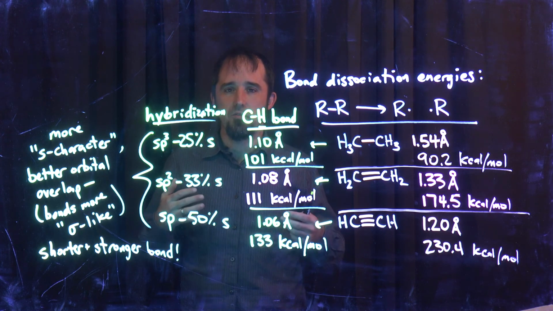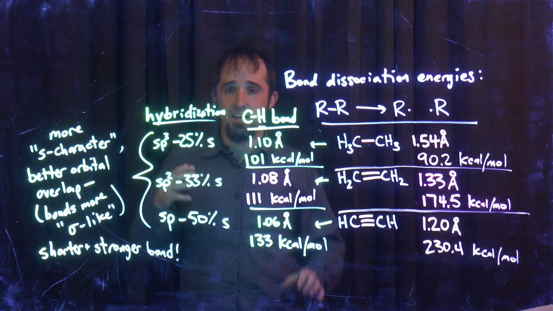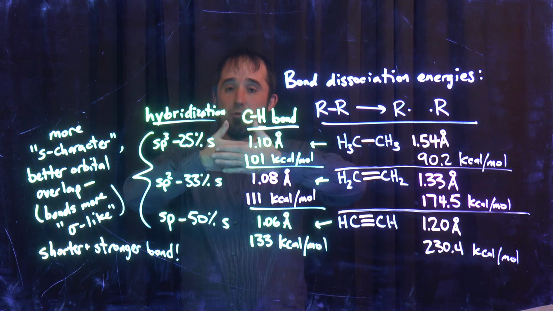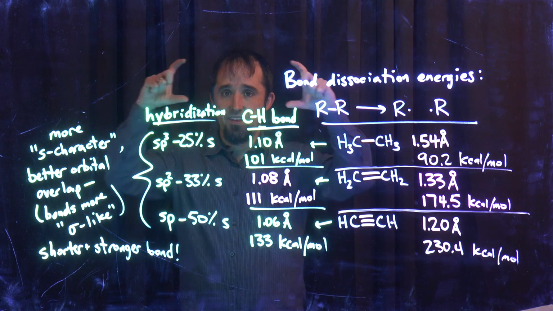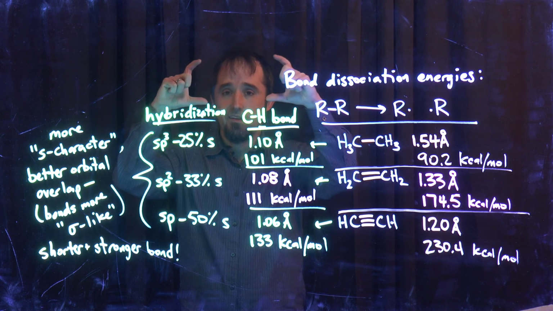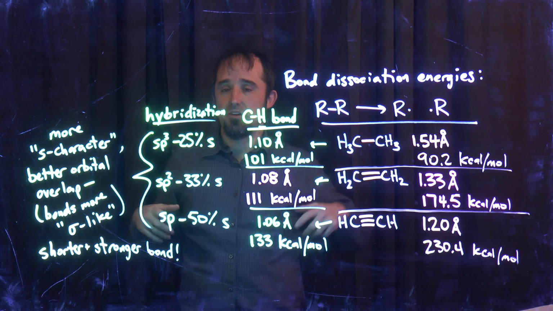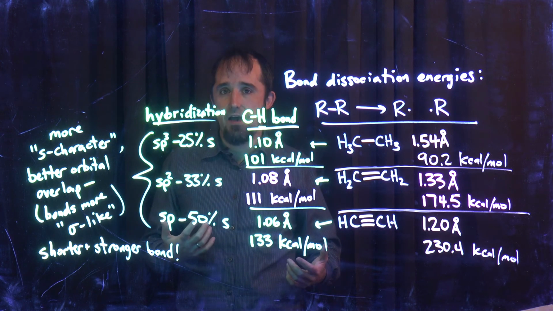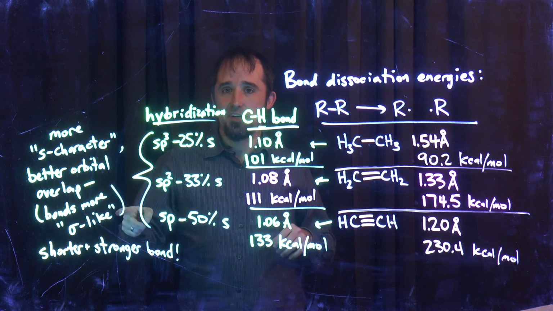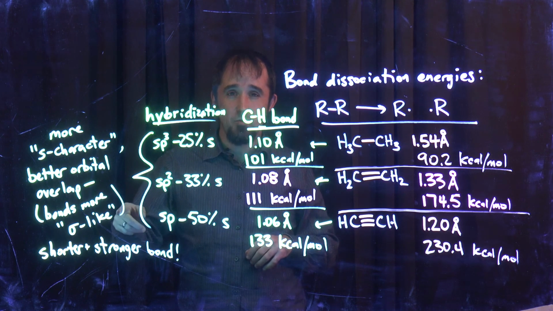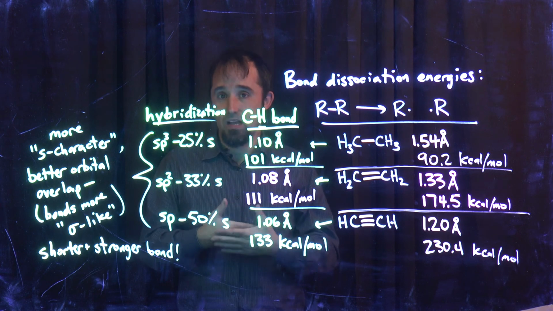Because again, remember that our first bond was a sigma bond. We said s orbitals overlap really nicely to give sigma bonds. p orbitals are the ones that overlap less well to give us pi bonds. So the greater s character we have in our orbital, the better orbital overlap we're going to have. The bonds are going to be more sigma-like, which is to say, again, better overlap and stronger.